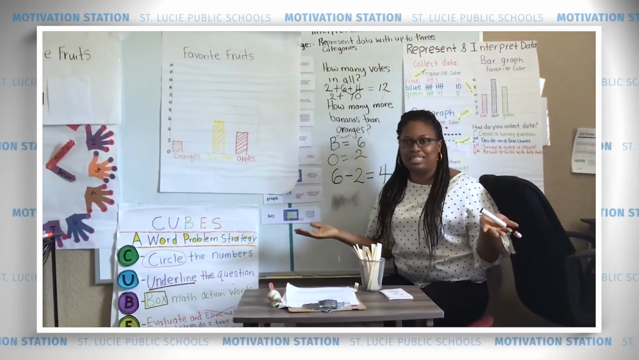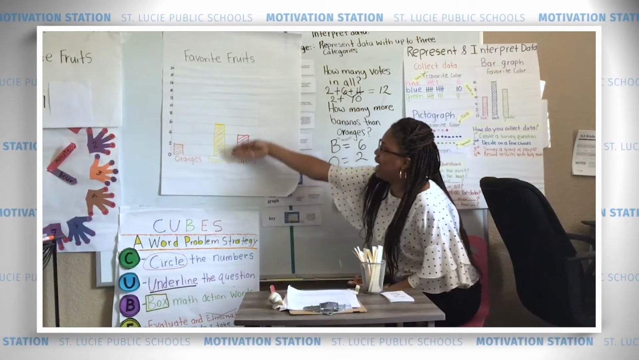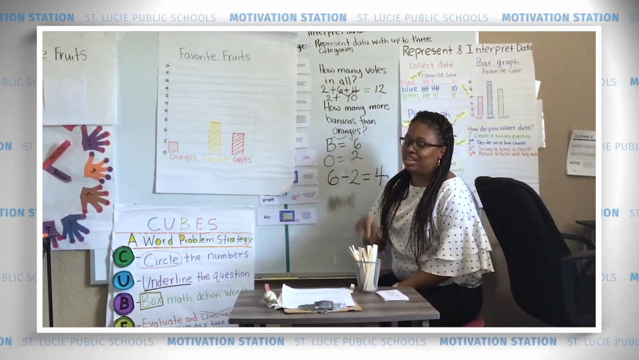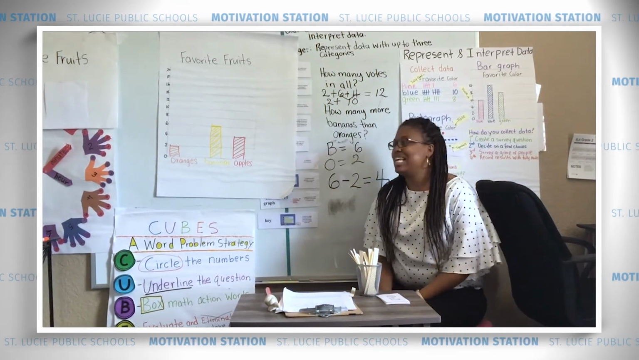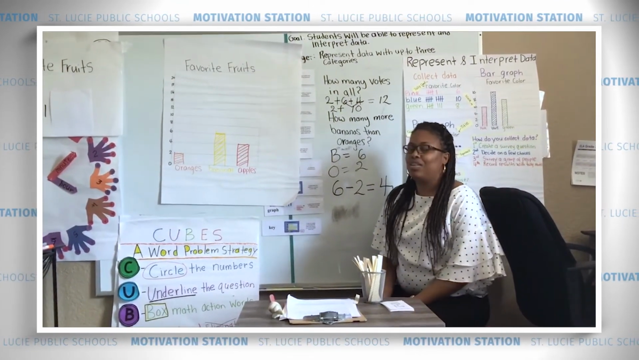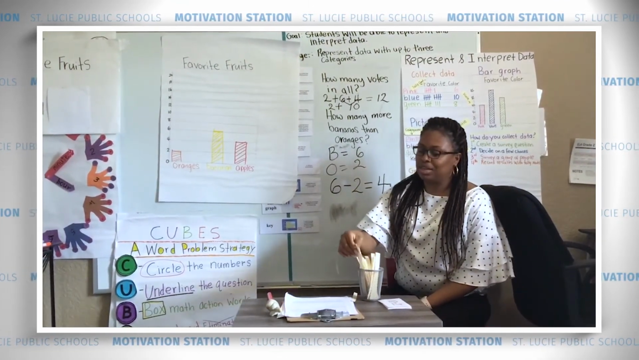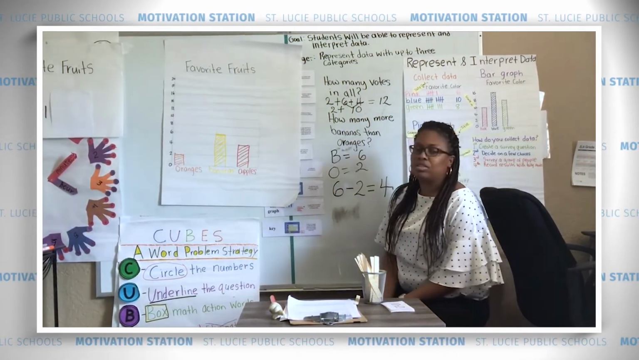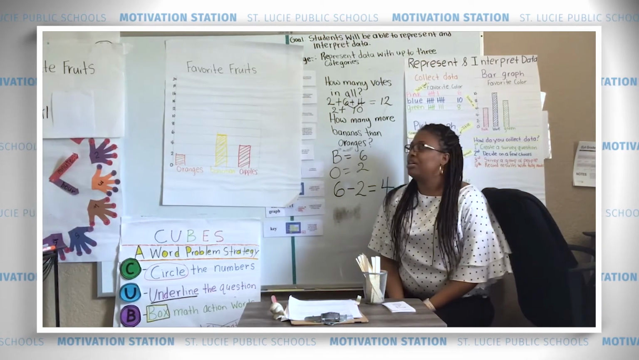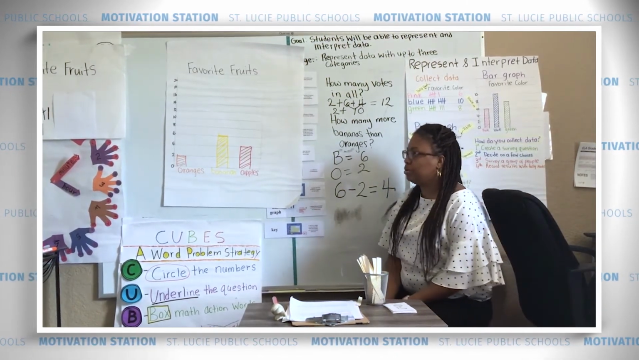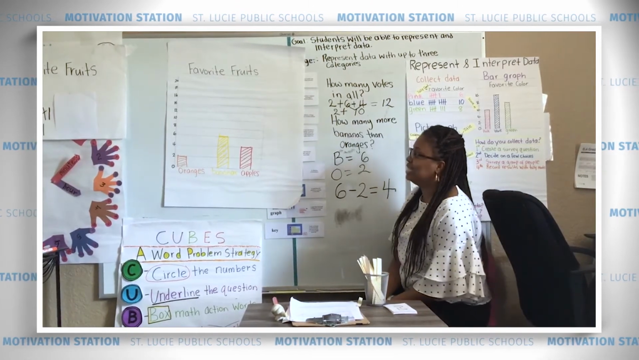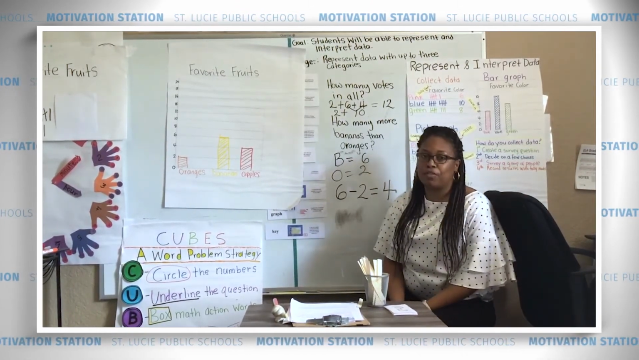That's not a hard question. The one that has the highest bar, which is bananas. And one more question. Which fruit had the least votes? Oh, the one with the least votes? Let's see who's going to answer. Kevin. Kevin, which one has the least votes? Oranges, because it has 2 votes, and 2 is less than 6, and it's less than 4.